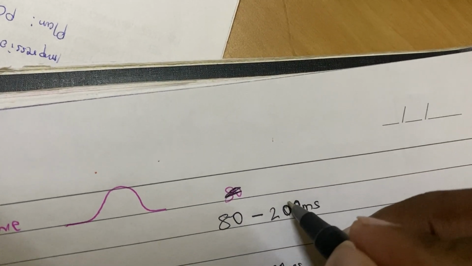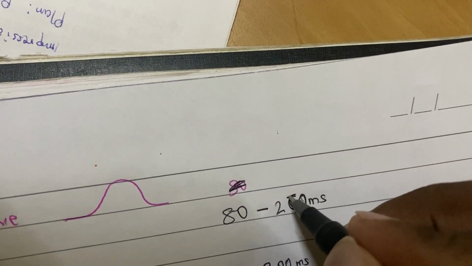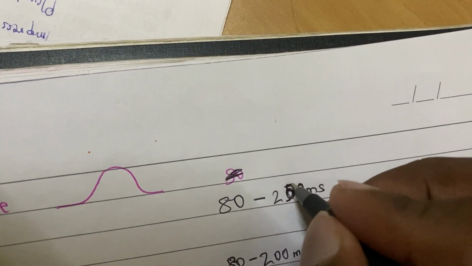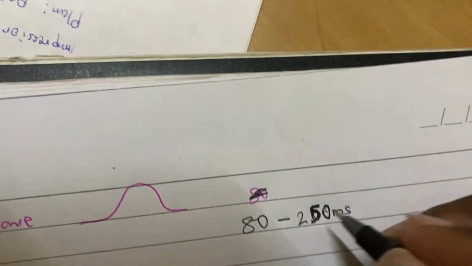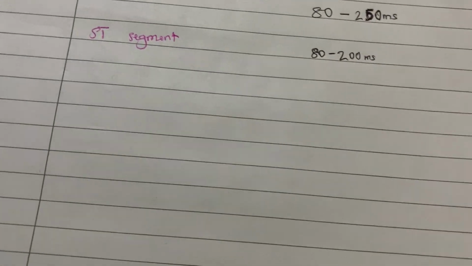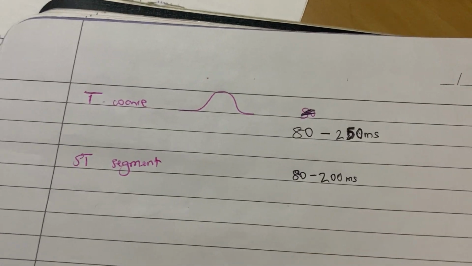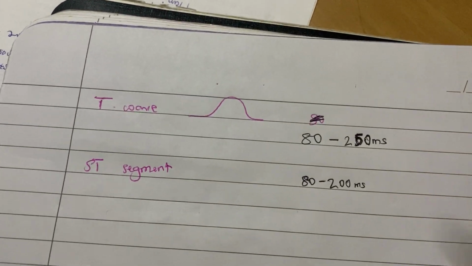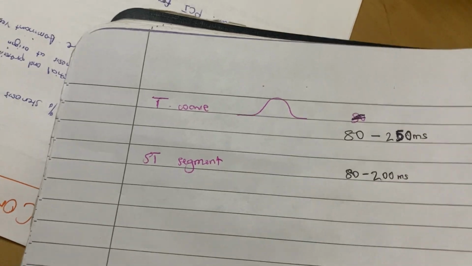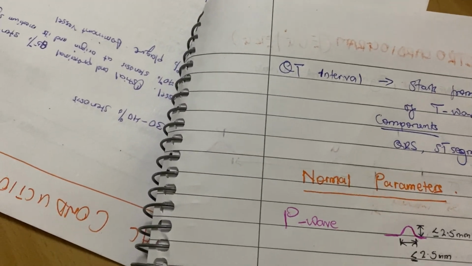Okay, this is 200 or 250. This one is 5, not 0. So 80 to 250, that is the T wave. So these are the normal parameters of ECG waveforms.